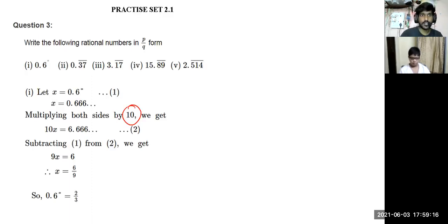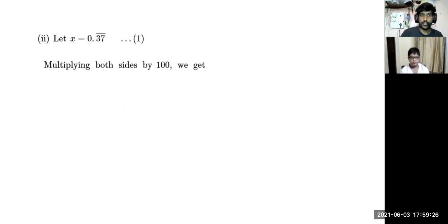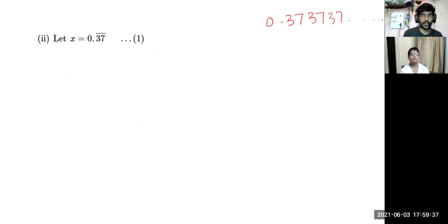So now, keeping that in mind, we'll do the second sum. We have to convert 0.37 recurring in the form of p by q. So first you start with let x is equal to 0.37 recurring. The meaning of this is 0.37 recurring means it is 37, 37, 37, dot. So x is equal to 0.37 recurring. Now multiply what on both sides? Multiplying 100 on both sides. Correct. What will I get?